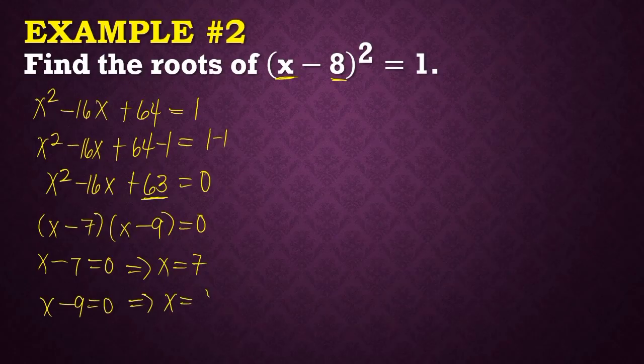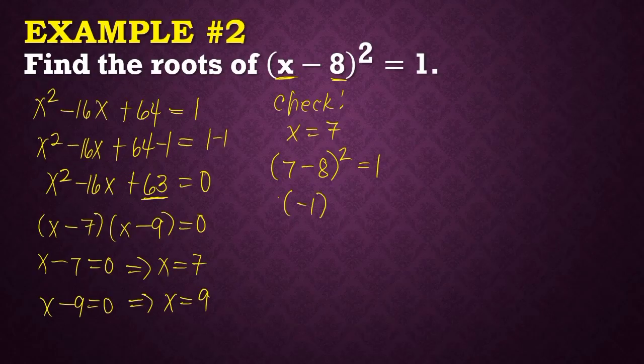Magiging x equals 9. So, to check, if x is equal to 7, so magiging 7 minus 8, and then squared is equal to 1. 7 minus 8, that is negative 1. Squared is equal to 1. So, if we raise negative 1 to 2, that is positive 1.